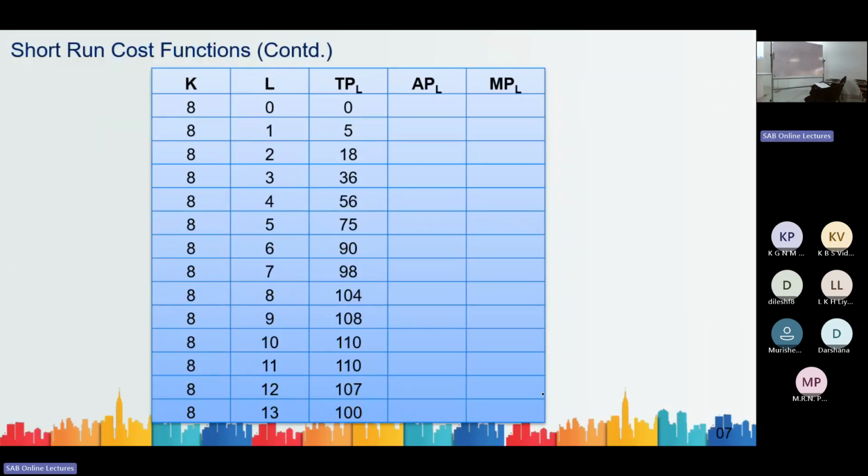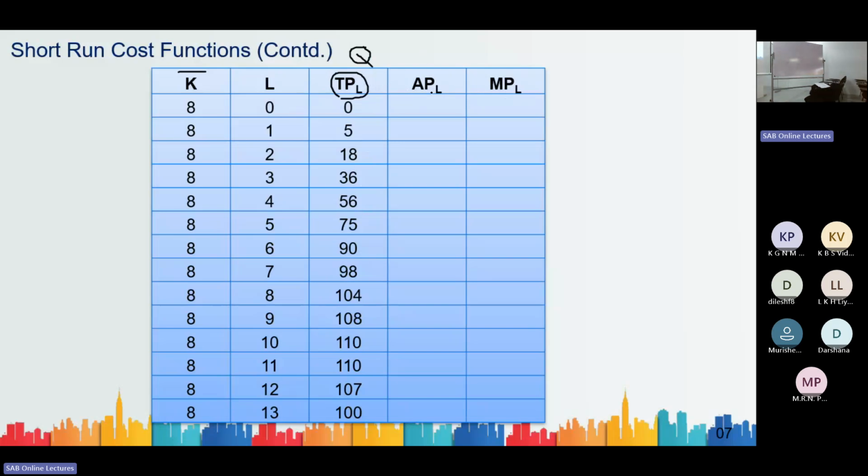Okay, we have a numerical example for this. Capital is fixed, labor is variable. This is the total output, also we can call it Q, the total product of labor. Quantity is increasing. You have to calculate average product of labor and marginal product of labor first.